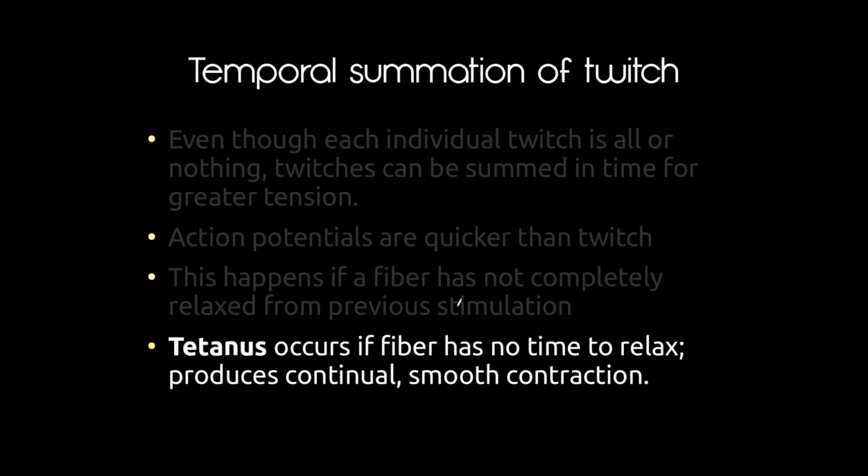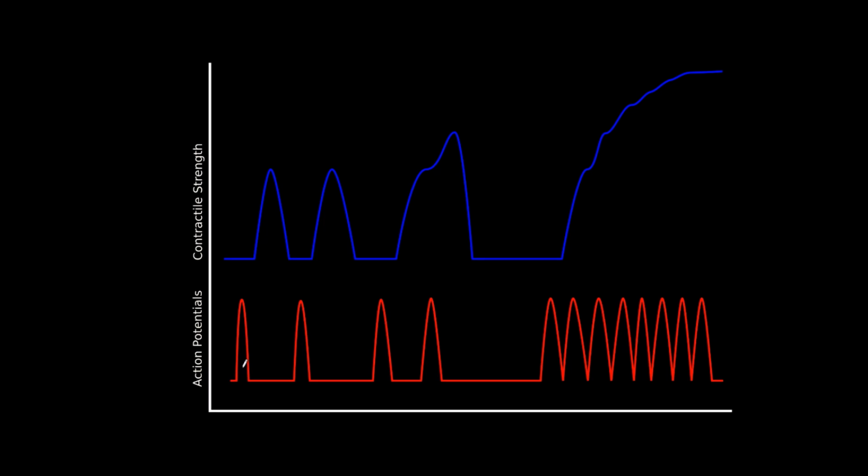So when this happens to such a point that the fiber has no time to relax between subsequent stimulations, this is going to cause something called tetanus. Tetanus is when you get these continued stimulations, these continued action potentials, that cause a contraction to be continual and smooth and give you a sustained amount of force. This is tetanus. So let's look at what's going on here.